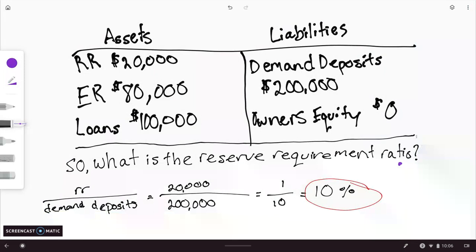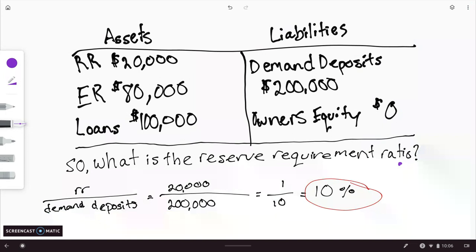So on our left side, we have assets, and on the right side, we have liabilities. Notice that on assets, I divided the reserves in between RR, required reserves, and ER, excess reserves. And also note that both sides of the table are equal to each other. Demand deposits and owner's equity add up to 200,000. And all of the things on the left side, 20,000 plus 80,000 plus 100,000, also add up to 200,000.